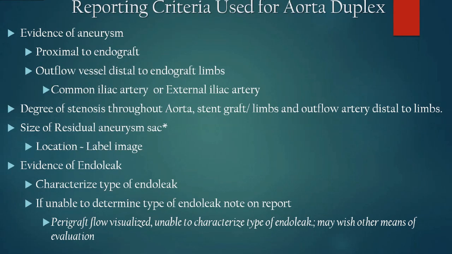Characterizing the endoleak is not always easy, but if you can, that's very helpful to the doctor and treatment options. But if you're unable to characterize the endoleak, that's okay. Just report that there's perigraft flow visualized, unable to characterize endoleak, may wish other means of evaluation. They're not always easy to characterize, but if you see a leak, you should definitely label specifically where you are and what plane you're in, along with patient position.